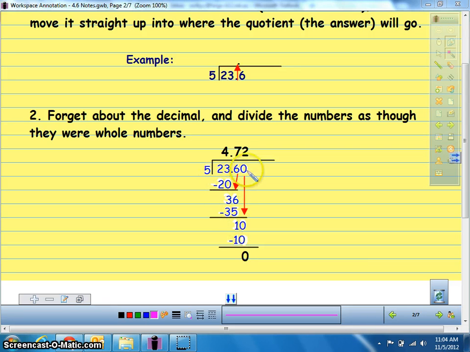5 can go into 10 2 times. 2 times 5 is 10. We subtract it. Here we finally get a 0. There's no other numbers up here that we haven't used. And so we can go ahead and be done. Our answer to this problem is 4.72.